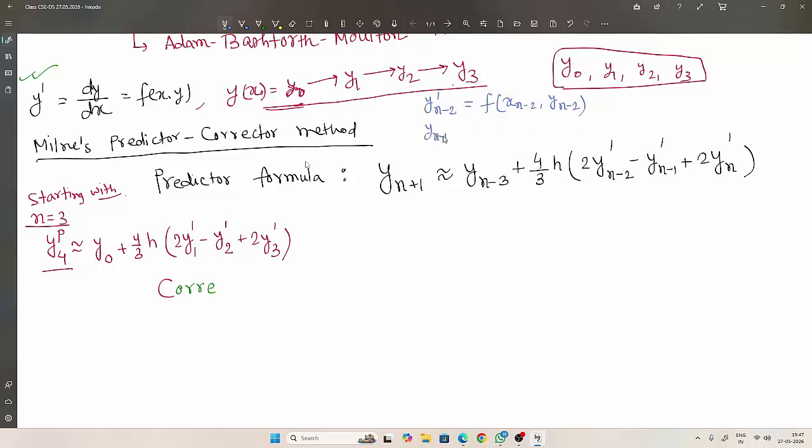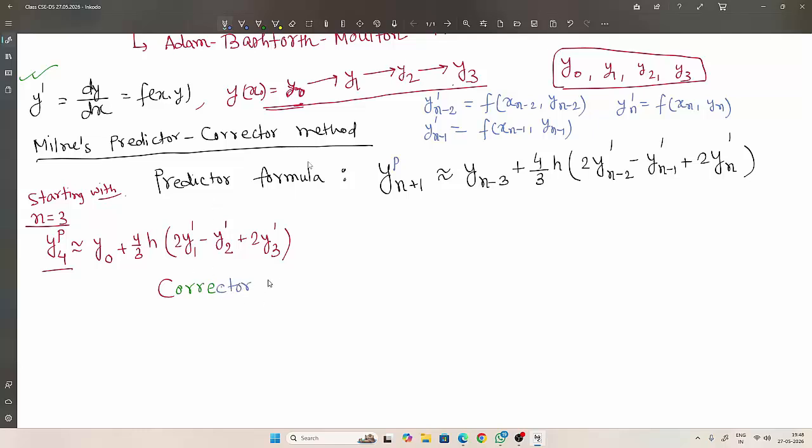Similarly, yn minus 1 prime is f of xn minus 1 comma yn minus 1. That means at that point the functional values. Similarly, yn prime is equal to f of xn comma yn. So in this way, you will get all these values. After that, you just have to put all these values and you will get the predicted value of y4 at the start. So I am writing it as yn plus 1 p. It is the predicted value.